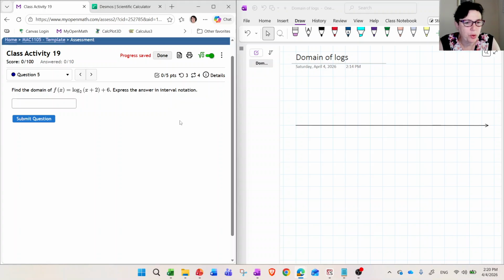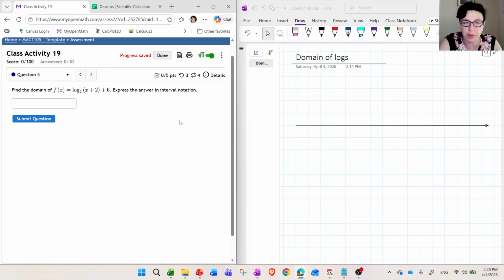In this video, we are going to talk about how to find the domain of a logarithmic function and how to express the answer in interval notation. I'm also going to show you how to check your answer using Desmos or any scientific calculator. Once you think the answer is what it is, you can check it, and I promise I'll show you how to do that.